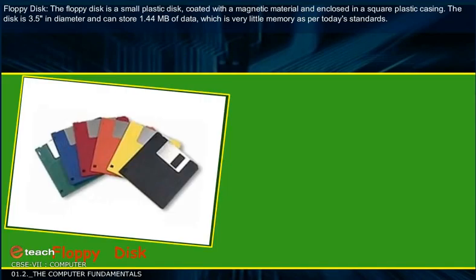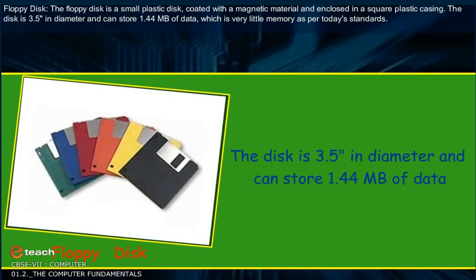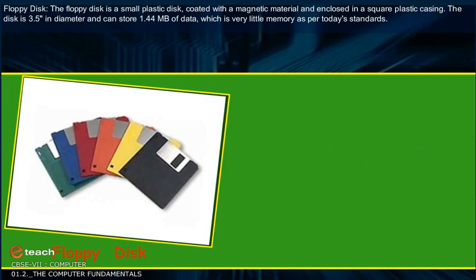Floppy disk. The floppy disk is a small plastic disk coated with a magnetic material and enclosed in a square plastic casing. The disk is 3.5 inches in diameter and can store 1.44 MB of data, which is very little memory as per today's standards.